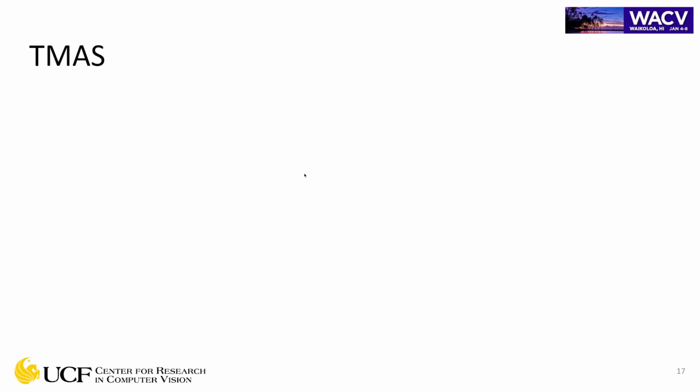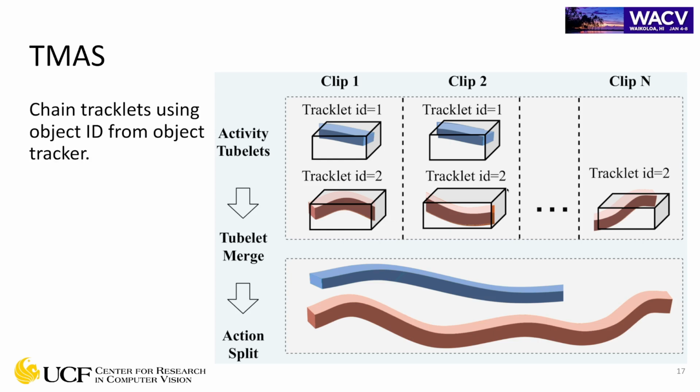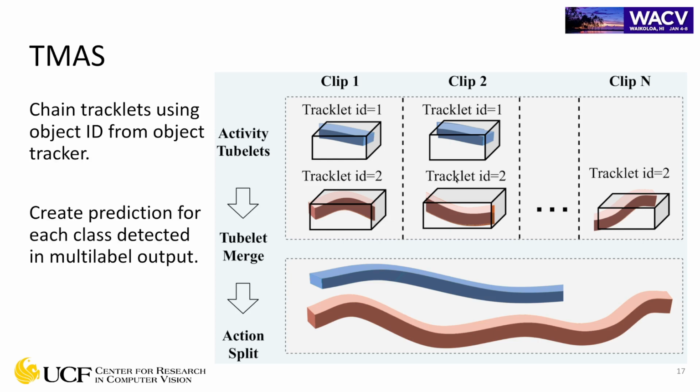Delving into the TMAS algorithm, we first take our individual tracklet predictions and chain them together using the tracklet ID as determined by the SORT tracker mentioned earlier. Then the track is duplicated for each class which predicts above some threshold.